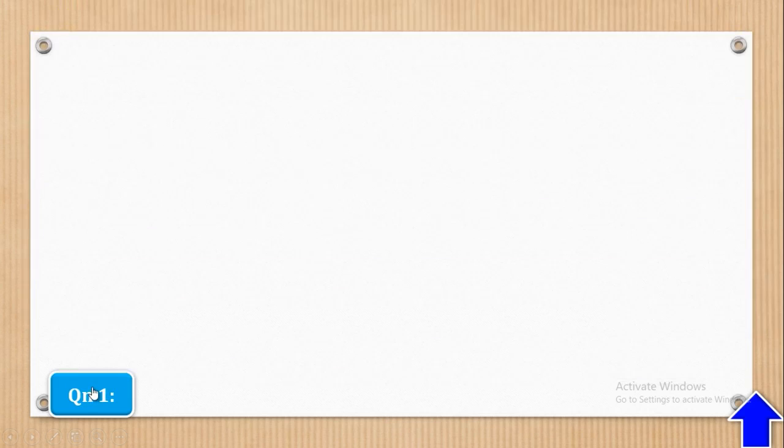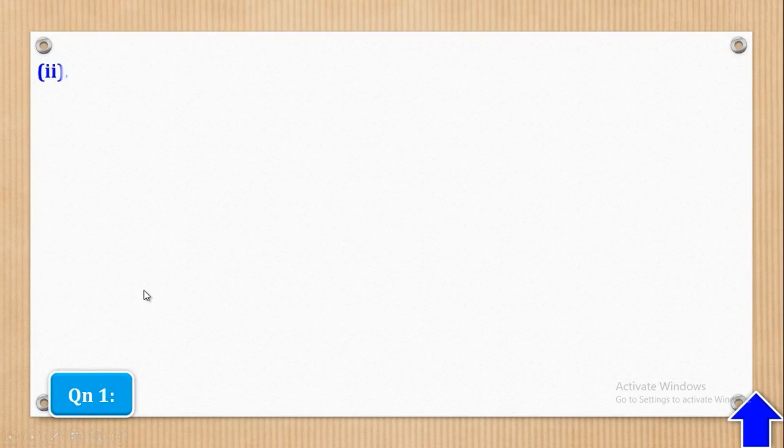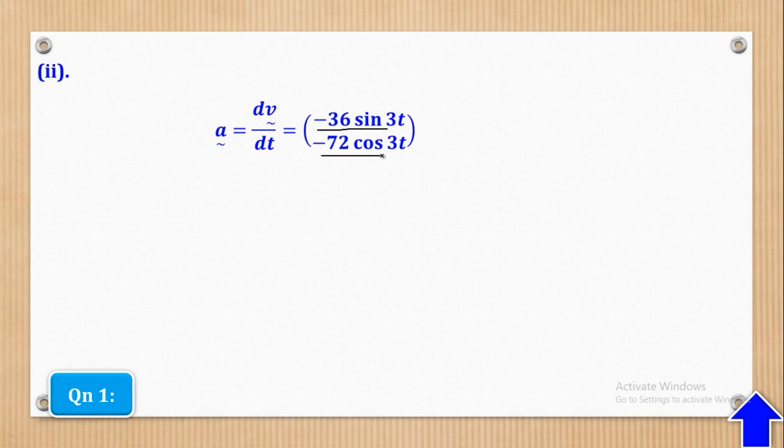Now we shall go to part Roman 2, which wants us to show that the force acting on the particle is negative 27 r. So here I'll have to first get the acceleration. Acceleration is got by differentiating velocity. So acceleration is dv/dt, which gives you negative 36 sine 3t and negative 72 cos 3t.